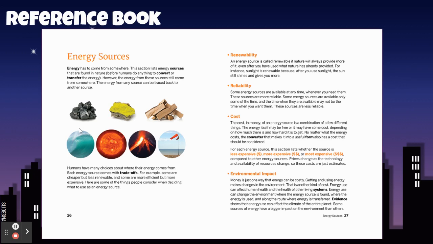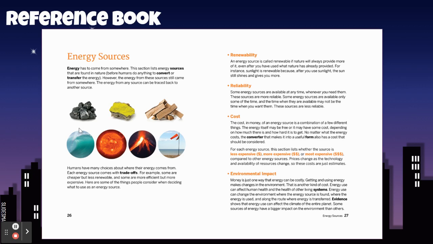Cost. The cost in money of an energy source is a combination of a few different things. The energy itself may be free, or it may have some cost, depending on how much there is and how hard it is to get. No matter what the energy costs, the converter that makes it into a useful form also has a cost that should be considered. For each energy source, this section lists whether the source is less expensive, one dollar sign, more expensive, two dollar signs, or most expensive with three dollar signs compared to other energy sources. Prices change as the technology and availability of resources change. So these costs are just estimates.